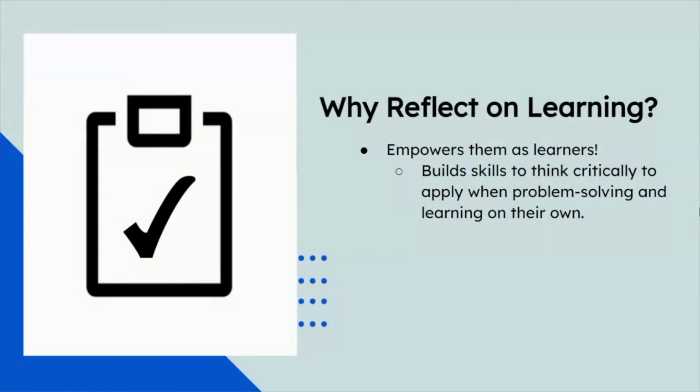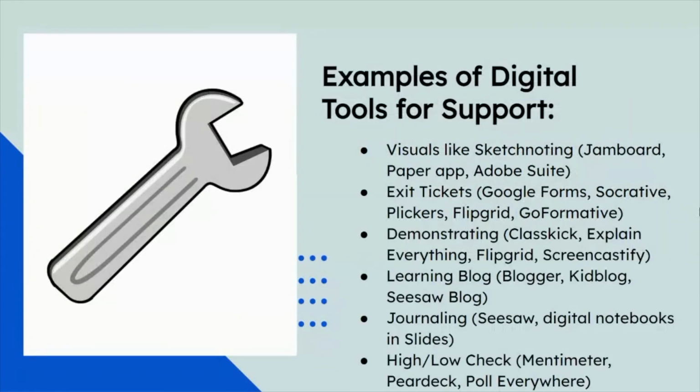Why would we give students that opportunity at the end of the lesson to reflect on their learning? The main goal here is to empower them as learners, put that responsibility on them. It helps to build those skills for students to think critically and apply when problem solving and learning on their own. What are some examples of how to support students with that end of the lesson reflection?